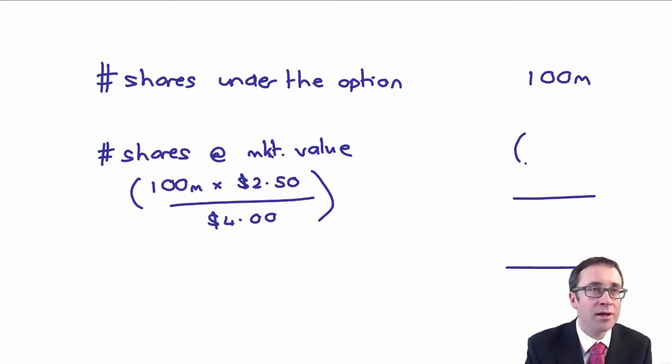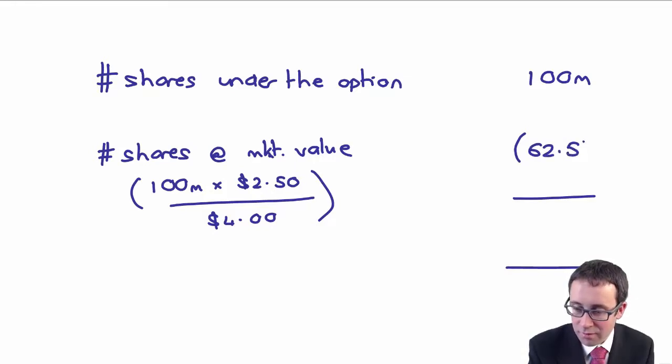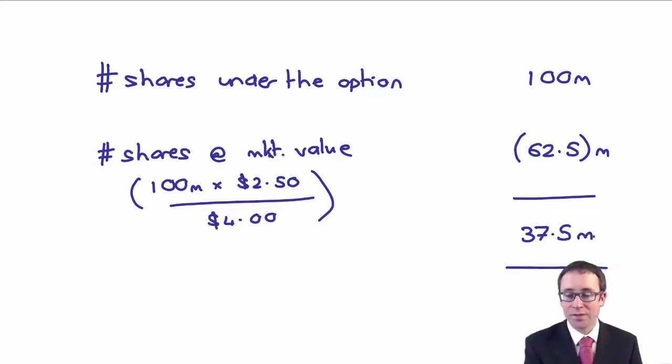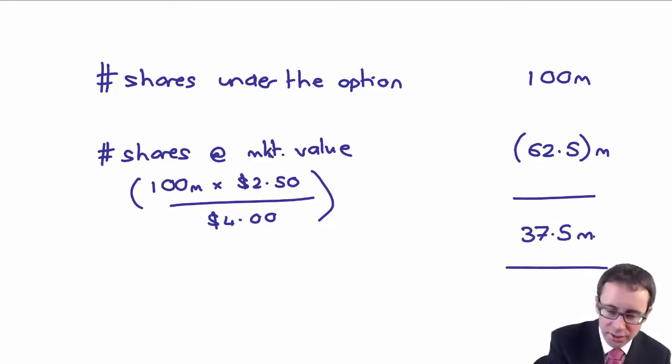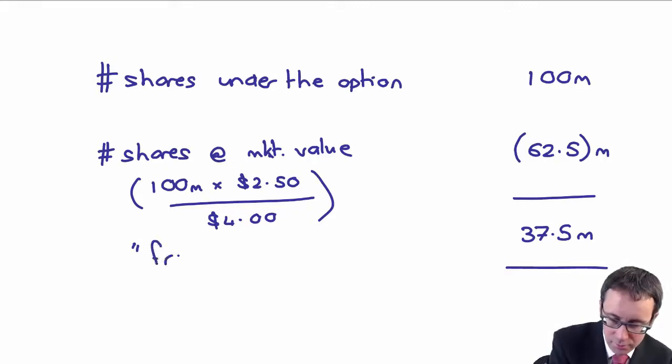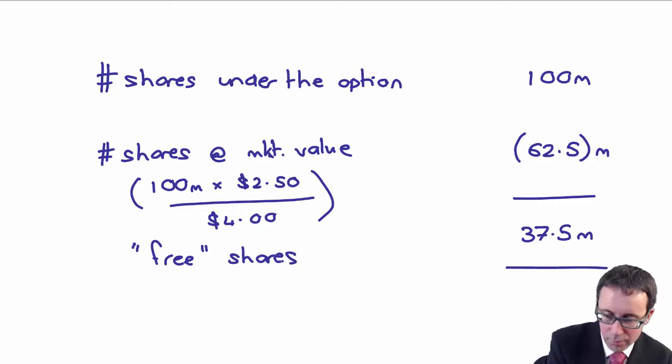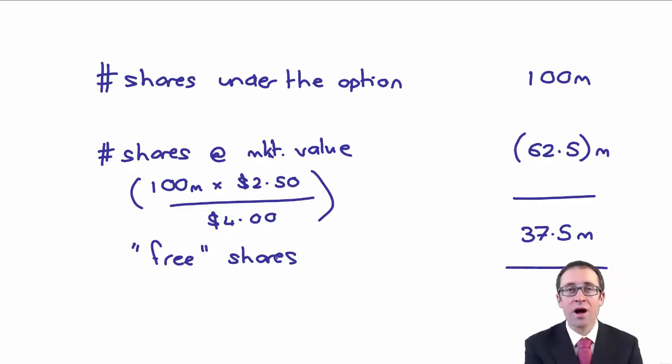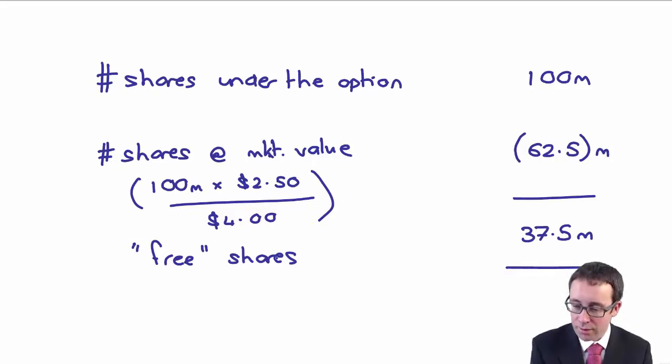If you tap that into your calculator, is that 62.5 million, which gives me 37.5 million. Okay. Oh, sorry, not dollars, free shares. So that's 37.5 million free shares you are getting under this option.